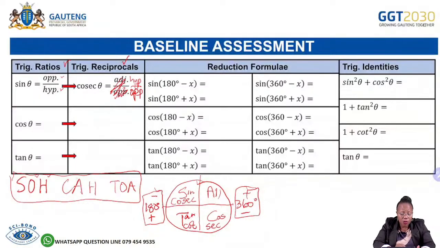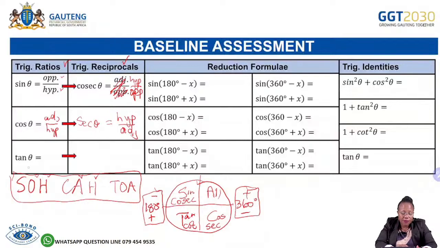Now let's look at the cos now. Cos is adjacent over hypotenuse. That means it will be the adjacent side over the hypotenuse side. Now what is the reciprocal of cos? It's a sec of theta. And then sec of theta will be what, grade 12? The hypotenuse over the adjacent. You just swap around, okay?